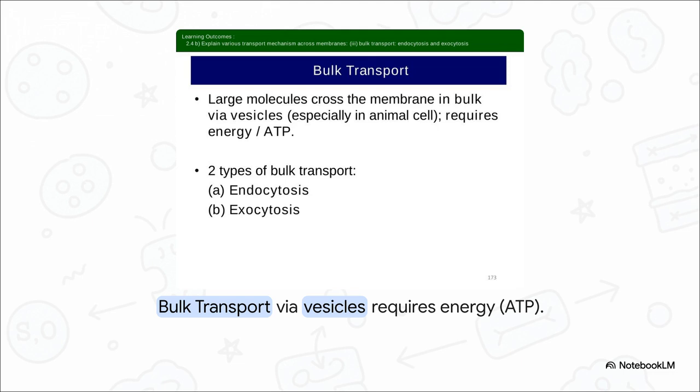It swallows things in, which we call endocytosis, or it spits things out, which is exocytosis. And because it's moving huge sections of the actual membrane to form these little bubble-like carrying cases called vesicles, it uses a massive amount of ATP energy to pull this off.